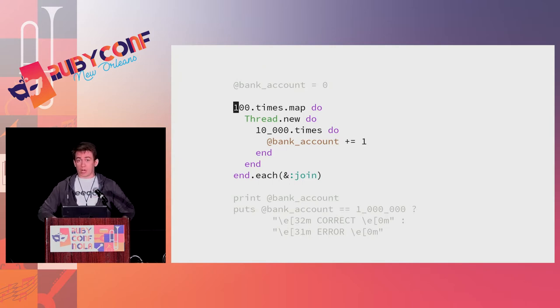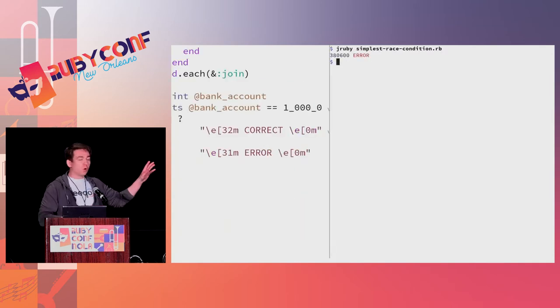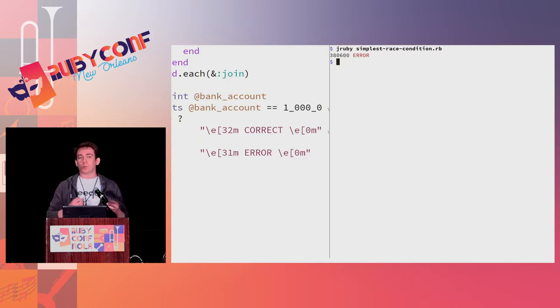At first, I will try to run this code with a Ruby implementation which does not have GIL. And maybe the lovely audience will tell me which Ruby implementation doesn't have GIL. JRuby, right, JRuby, thank you. It was exactly in my script. Thank you for saying JRuby. So, I'm running this with JRuby, and we got an error. It's nowhere near $1 million. We didn't get our $1 million. We got a problem. Why?